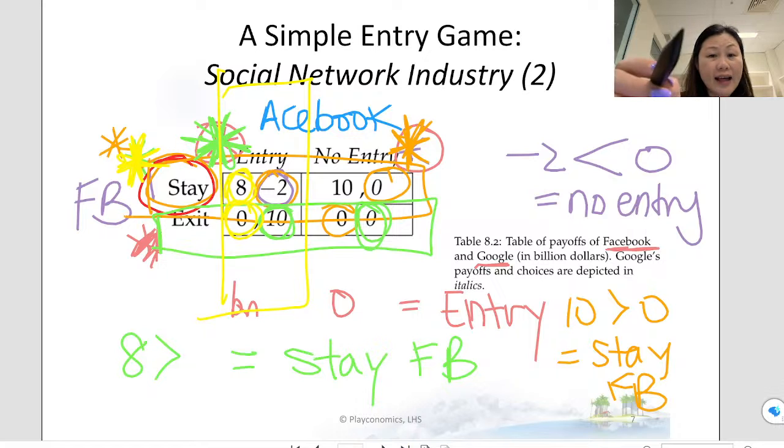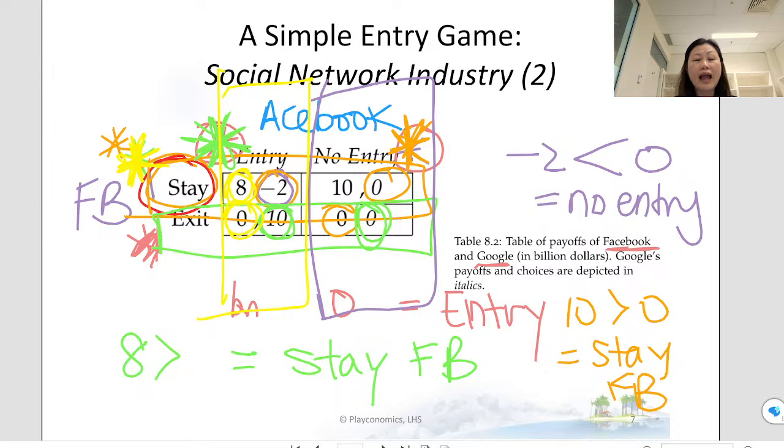On the other hand, if Facebook do not enter the market and Facebook stays, then Facebook makes 10 billion. And if Facebook exits the market, they make 0. Therefore, Facebook is going to stay.